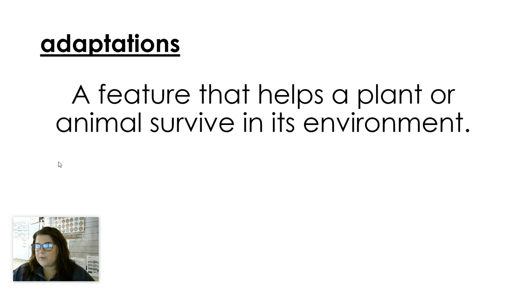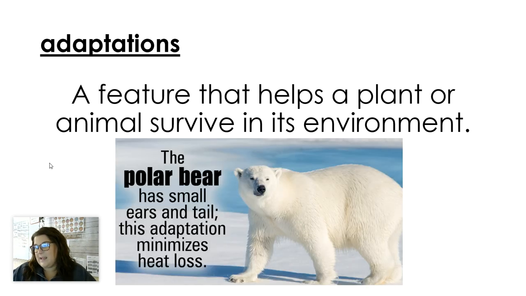So what are its roots doing? How have its leaves adapted? What does it look like? What shape has it taken? So an example of a consumer or animal adaptation is that the polar bear has small ears and a small tail, which minimizes the loss of heat in a cold environment. So this is another word we will be using regularly this week.